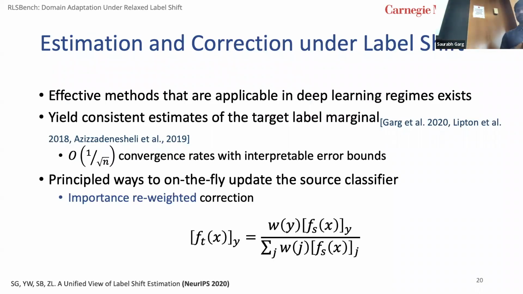Under label shift, effective methods exist that leverage black box classifiers to get estimates of the target label marginal, with minimax optimal guarantees and 1 over square root n convergence rates. Those exist when we have the assumption that p of x given y doesn't change. By leveraging this estimate of the target label marginal, we can also do a post-hoc correction, an on-the-fly update of the source classifier that performs an importance reweighted softmax correction. This has been done in the past and is widely studied.